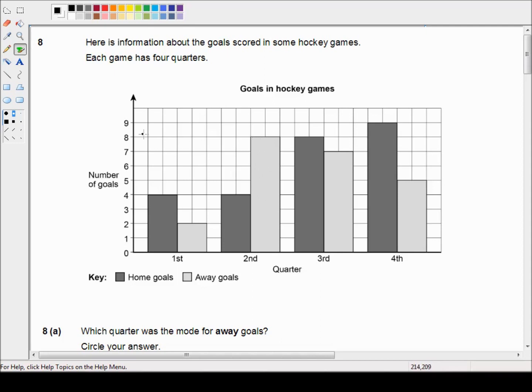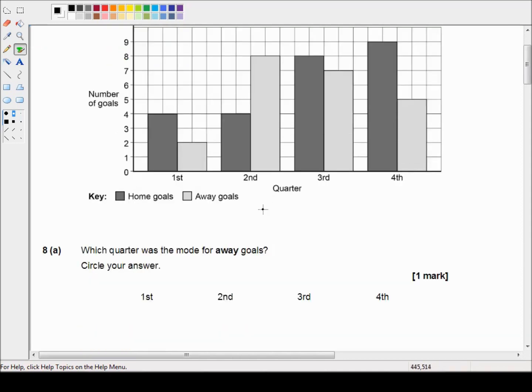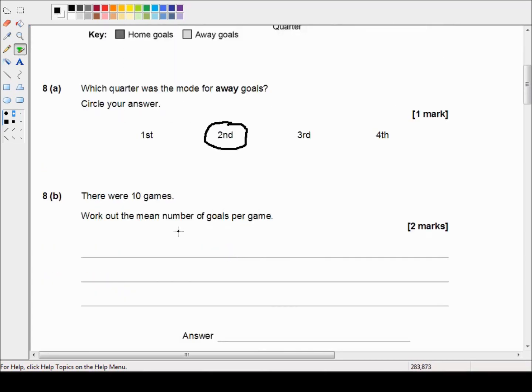So with 8 away goals, that's the mode. That's the one that there was most of. So that's the second quarter for 1 mark. Okay, so 8b says there were 10 games. Work out the mean number of goals per game.